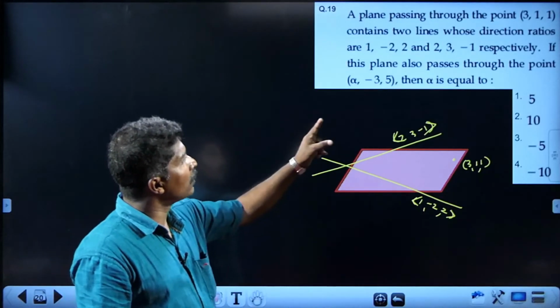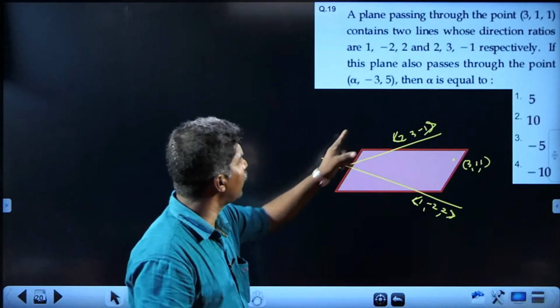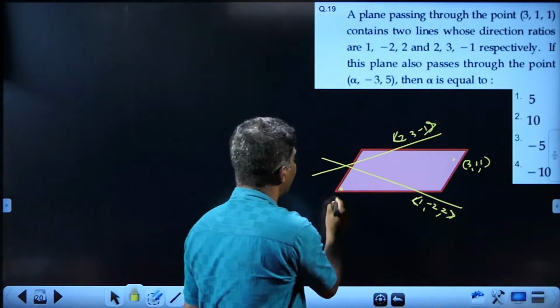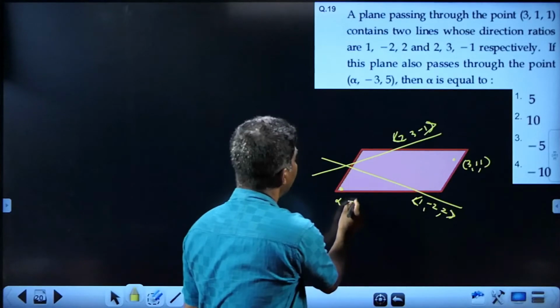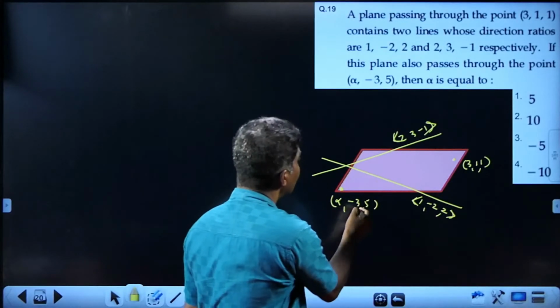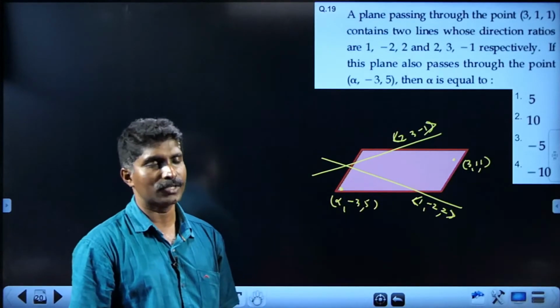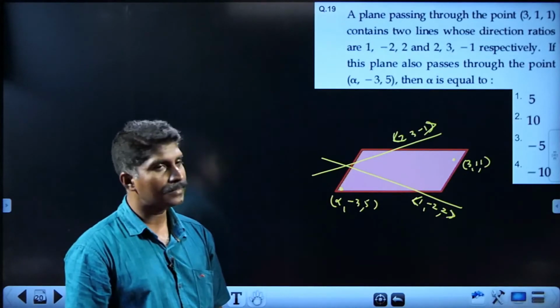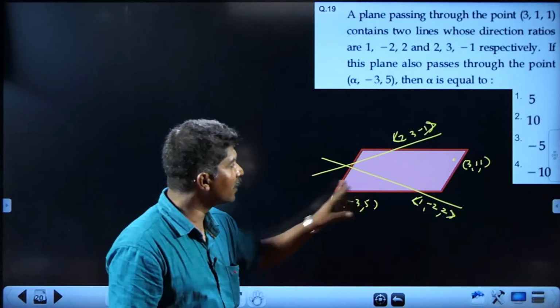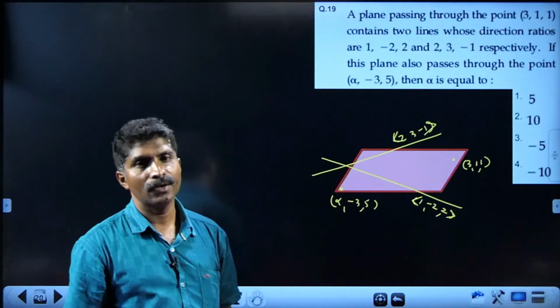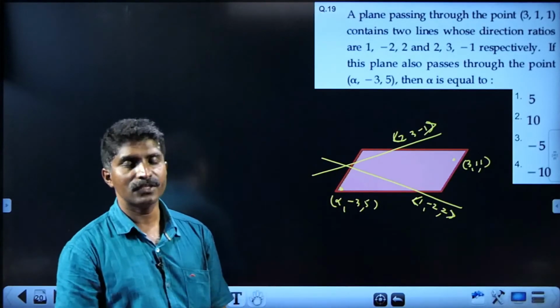If this plane also passes through another point, what is the next point? Alpha, minus 3, 5. We have to find the value of alpha. What is the value of alpha? That is the question. How will you get it? Very simple. Find the equation of the plane and then substitute.